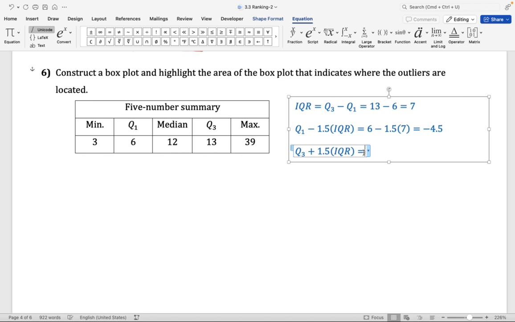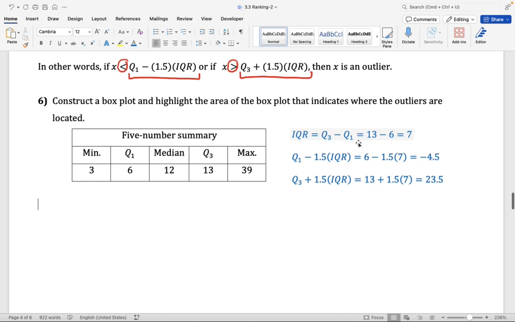Next, we calculate Q3 plus 1.5 times the IQR. Q3 is 13, so we should have 13 plus 1.5 times the IQR, which is 7. Again, here on your calculator, you can enter 13 plus 1.5 times 7. This should give you 23.5. Here we're saying if you have an X value less than negative 4.5, then that X value is an outlier. If you have an X value that is greater than 23.5, then that X value is an outlier.